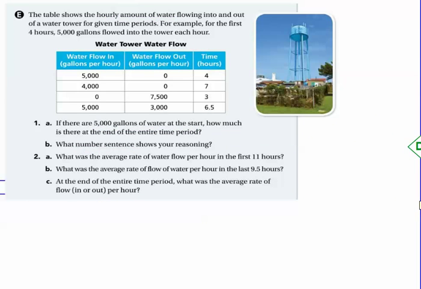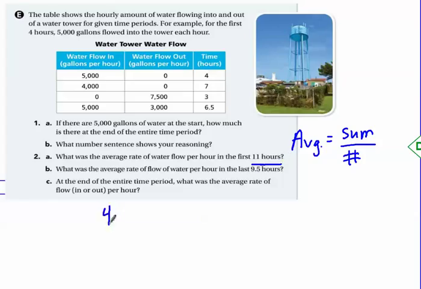For number 2, what is the average rate of water flow per hour in the first 11 hours? Now, you know that for average, we add everything up and we divide by the number of whatever it is that we have. In this case, it's talking over 11 hours. So I need to figure out how many gallons flowed in over the 11 hours.